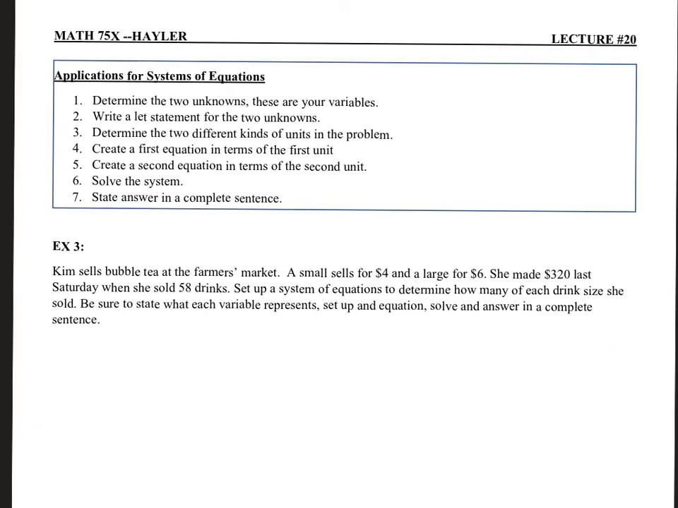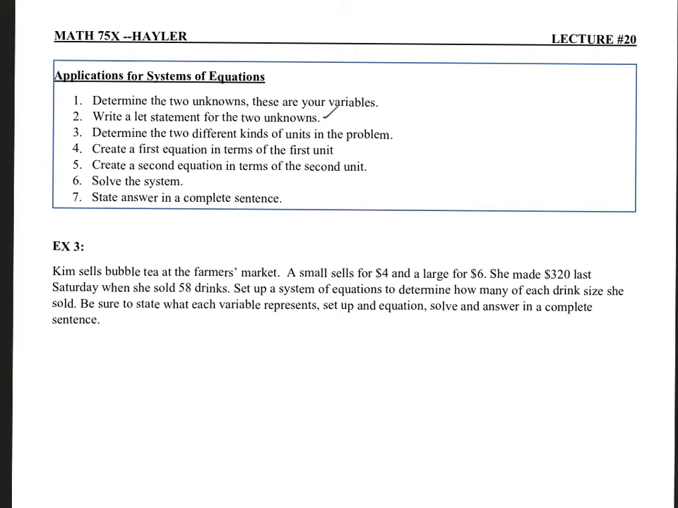So we have two unknowns, and we're first going to want to identify those two unknowns in our problem, and those are going to be our variables. That's the first step. Second step, write a let statement for them, because we always need to do that when solving an application. After that, we're going to determine the two different types of units in the problem. Why is this important? Because we need to make two equations. In order to do that, we're going to have to set up two different types of equations. Not always, but most of the time you'll have two different units.